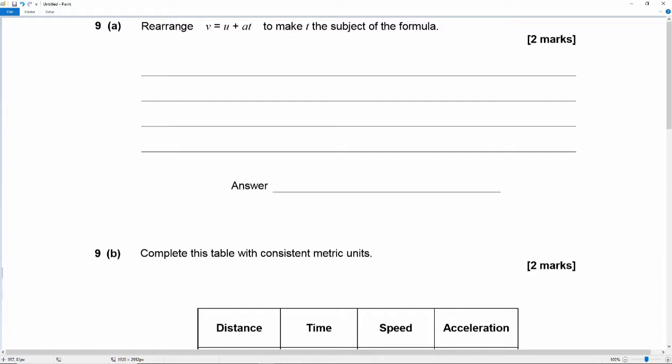Okay, well the trick with this one is to not get flustered because it's a formula. We can treat it like any equation. So all we want to do is make t the subject. So to make t the subject, t needs to be on its own and it wants to be on the left hand side. So let's start off by subtracting u from both sides, which means we get v minus u is equal to a times t.